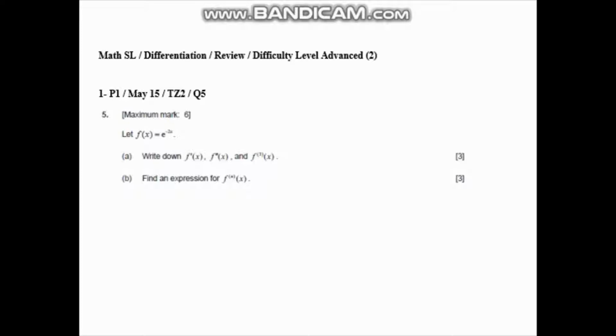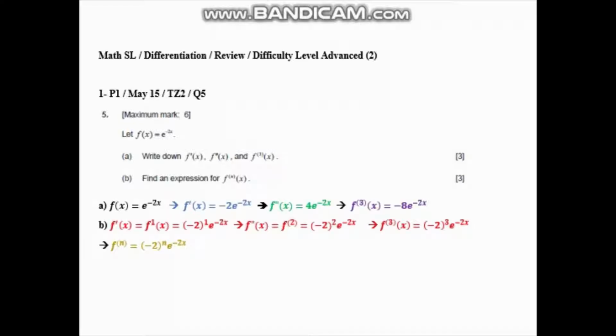So anyway, we are given that f of x equals e to the power of negative 2x. We are required to write down f dash, f double dash, and f triple dash, which is represented by this notation. So this is very straightforward. E to the power of negative 2x becomes negative 2 e to the power of negative 2x. Then I differentiate the blue expression again to get 4e to the power of negative 2x. Then I differentiate a third time to get negative 8e to the power of negative 2x.